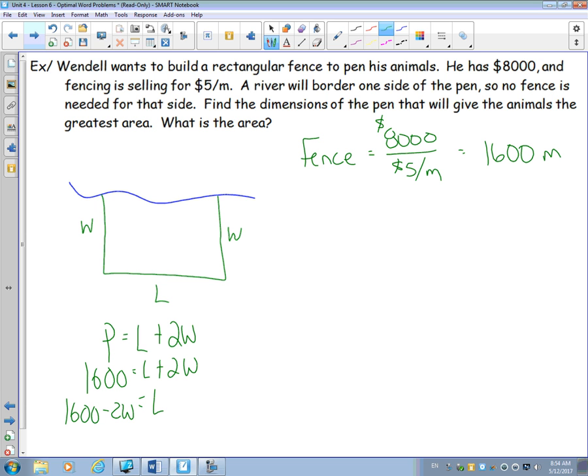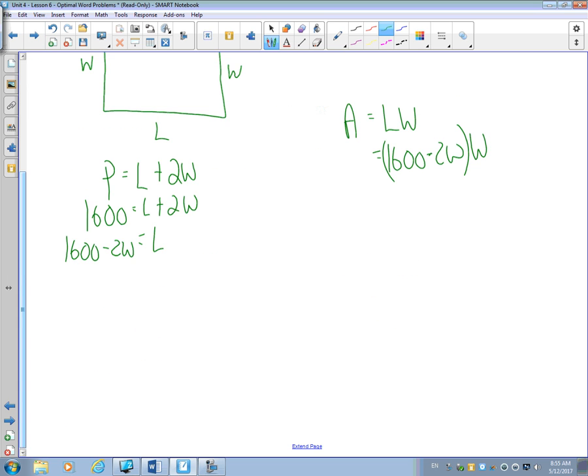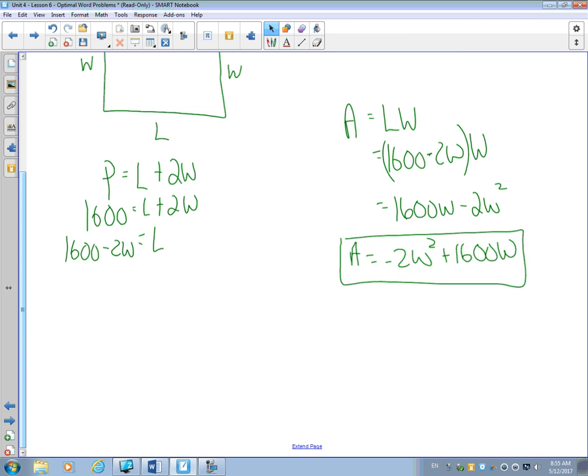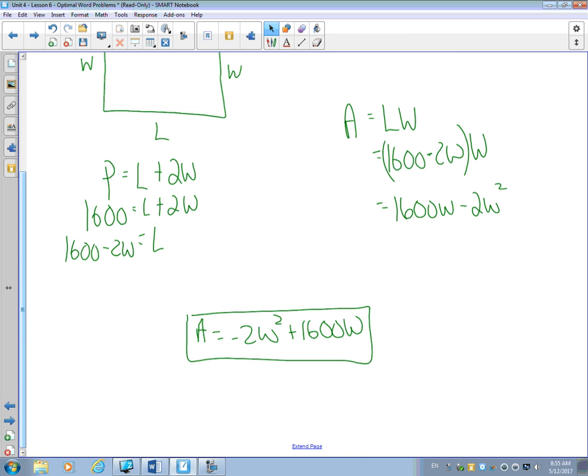So when I go to do my area, which is length times width, I don't have to use length. I can use 1,600 minus 2W times W. So I only have to deal with one variable at a time. I also know if I expand this, I'll get 1,600W minus 2W squared, and if I put it in the right order, I get this beautiful equation. That looks like a quadratic that can be used throughout the rest of the question.